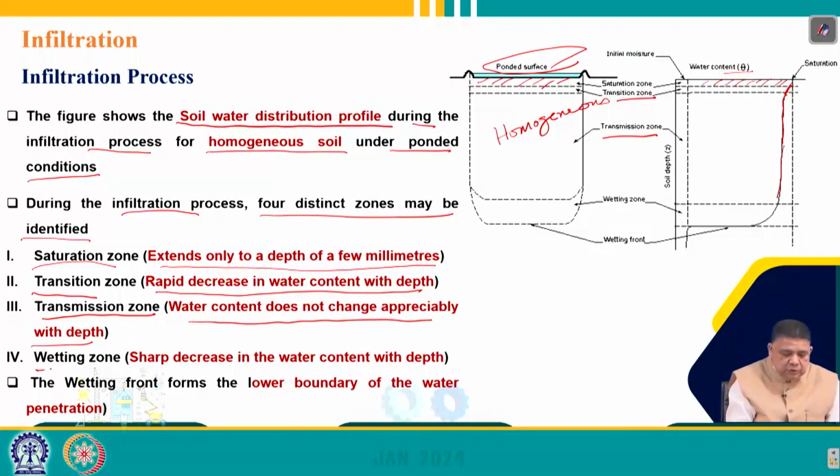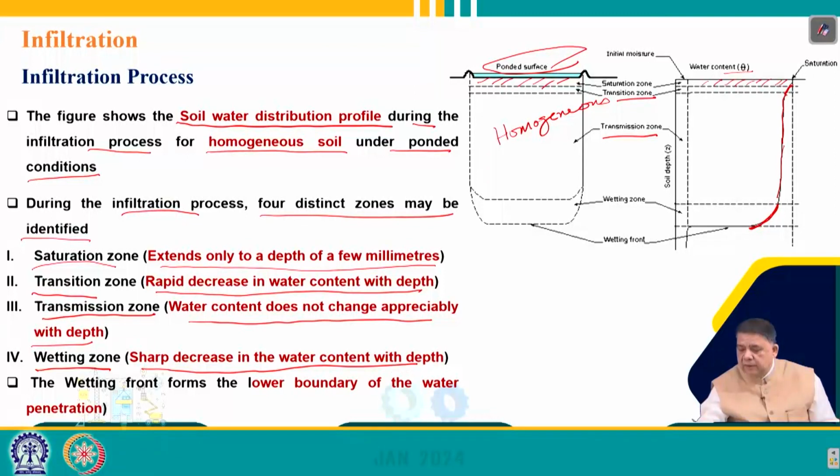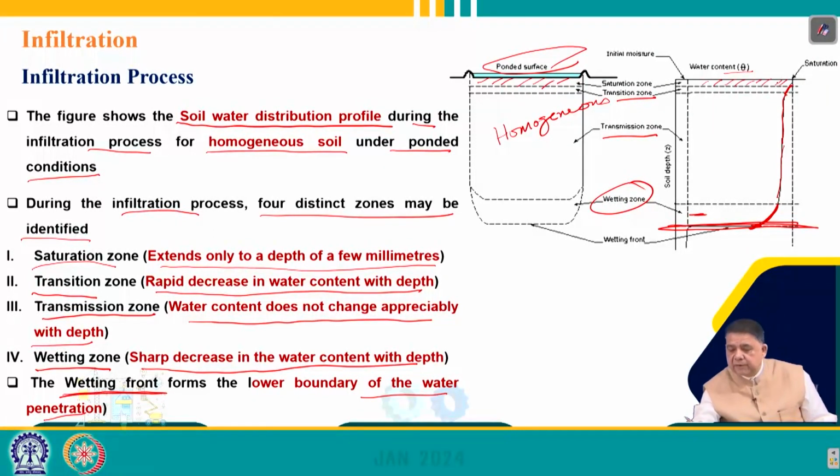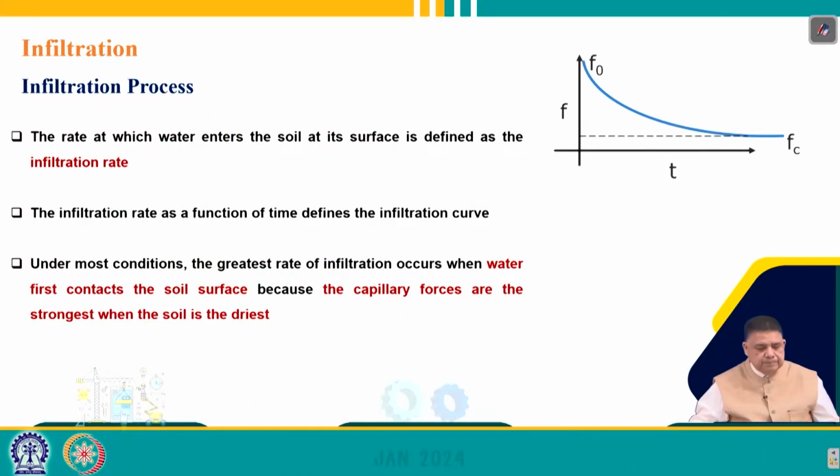And lastly, there is a wetting zone where there is a sharp decrease in water content with depth. Again you can see here, this is the wetting zone, this portion, and of course the lower boundary of the water penetration is referred to as the wetting front. So, of course, on the top there is ponded water, on the bottom there is the wetting front, and in between there is a saturated zone, transition zone, transmission zone and wetting zone. So, all these zones can be distinctly identified in a soil profile.